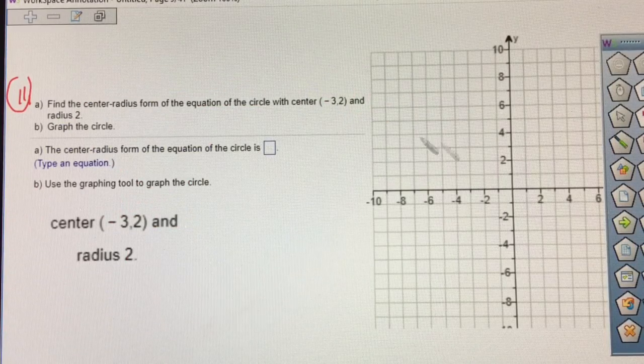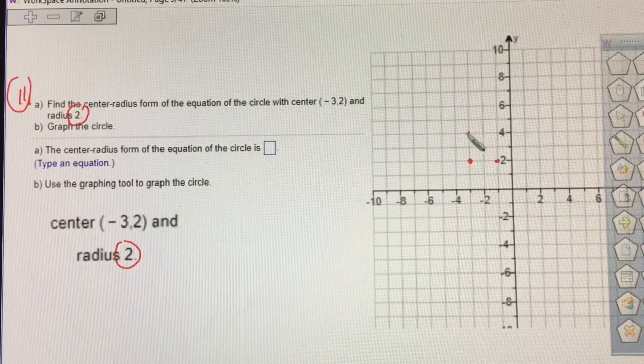A circle with the center of negative 3, 2. So I go left 3, up 2. And its radius is 2. So I go right 2, I go up 2, I go left 2, and I go down 2. And then I just go ahead and graph that circle.